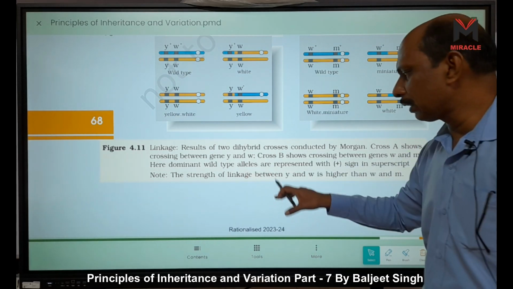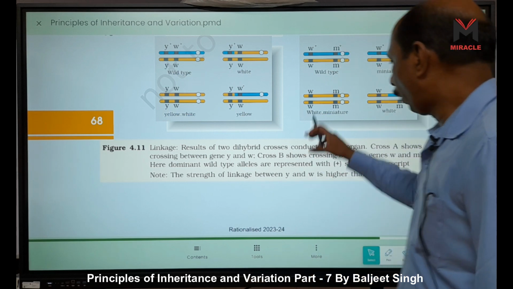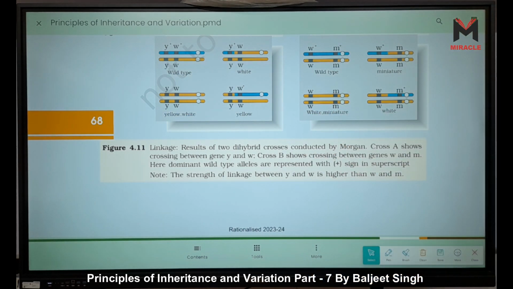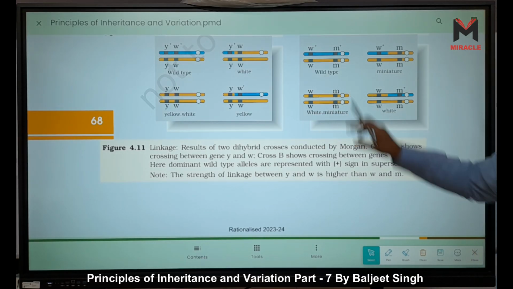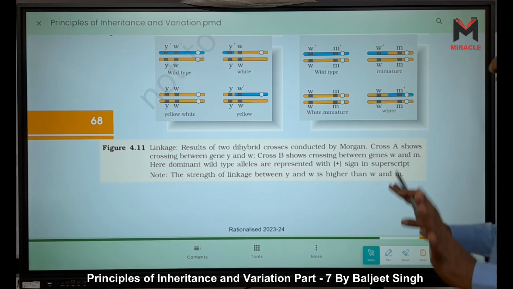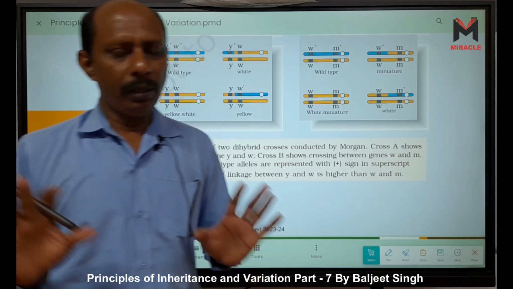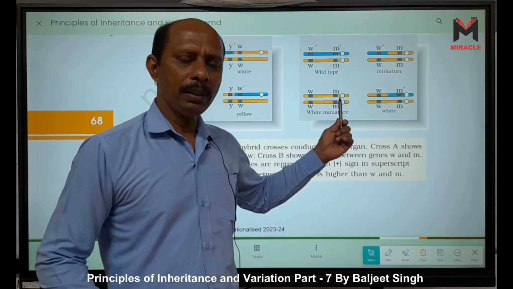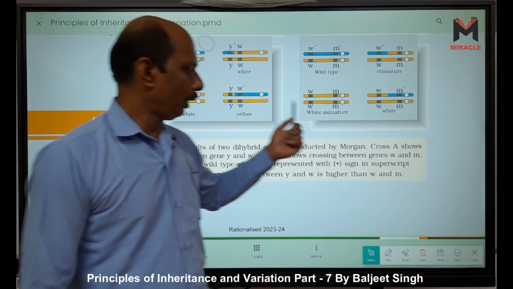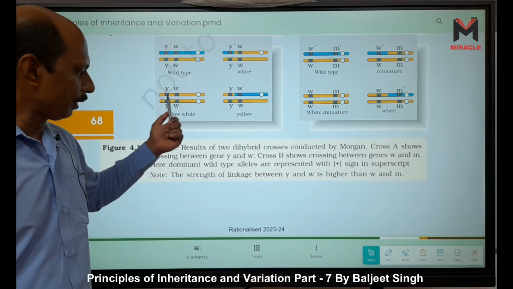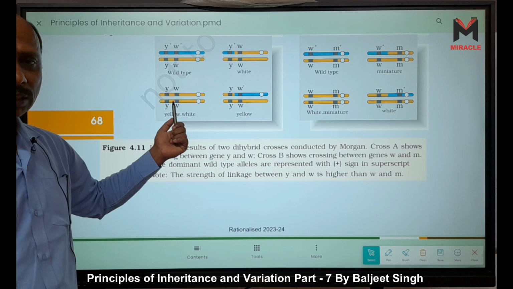Y and W strength of linkage is higher here because distance is less. Why low here? Because strength is low as distance is high. Only this figure is given, so you need not go very deep. Only one thing is there: distance more means strength less, and that's why recombination is high, right? Here, distance less means strength more, that is, strength of linkage between Y and W is higher. Why higher? Because distance is less.